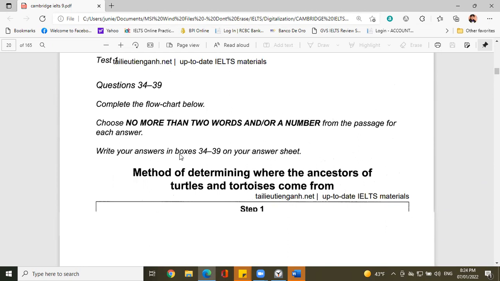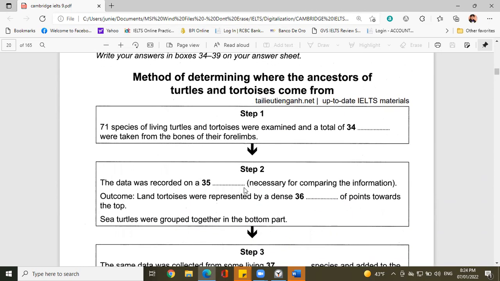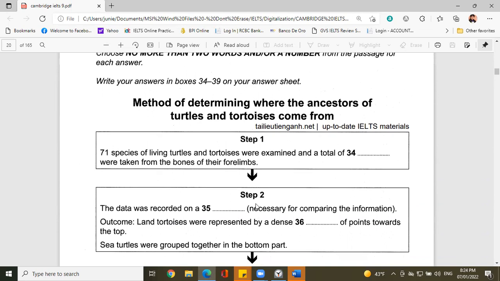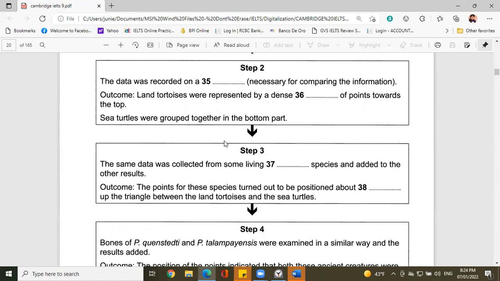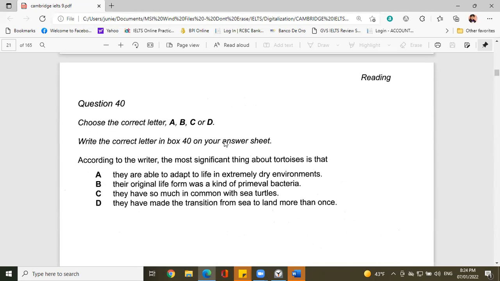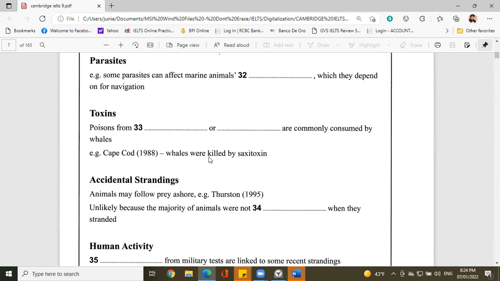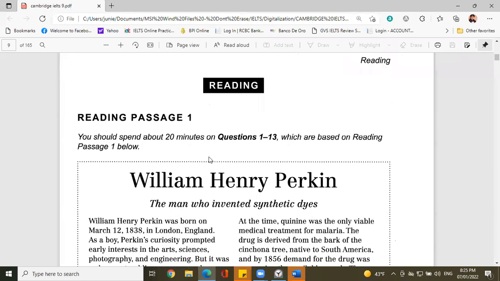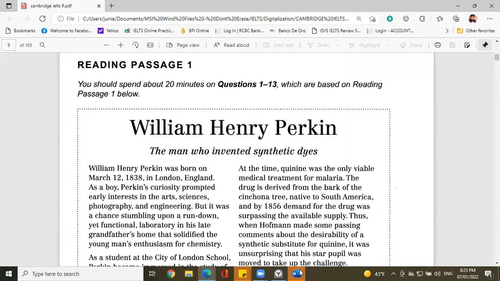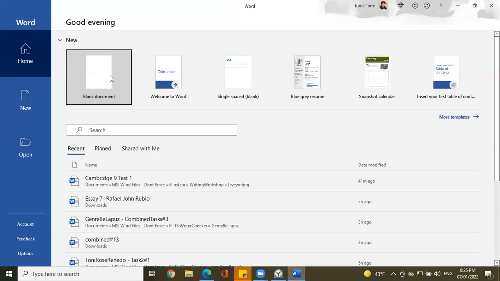I wonder what the last questions are. Oh, this is a process. That looks intimidating, but it's actually very easy. It's like no more than 2 words and or a number. So we will have our answer key. Oh, there's a final multiple choice question. Okay. All right. So I will choose to do the first one. There, the one on William Henry Perkin. Time is running, so we have our answer key over here.